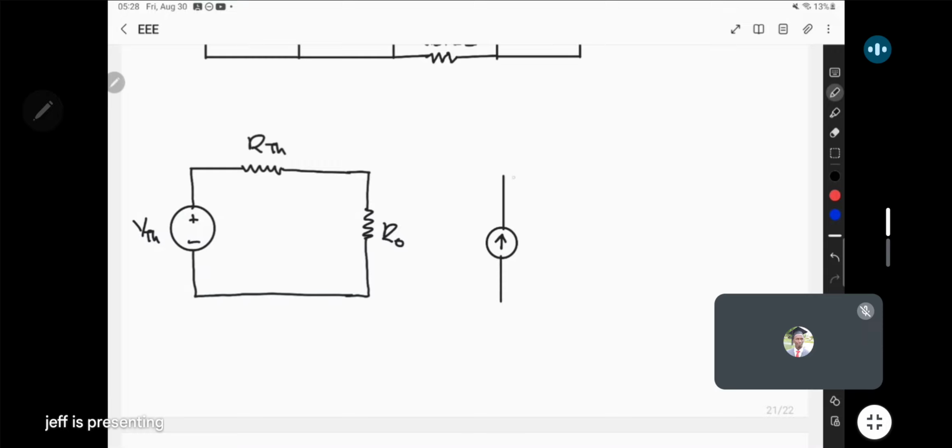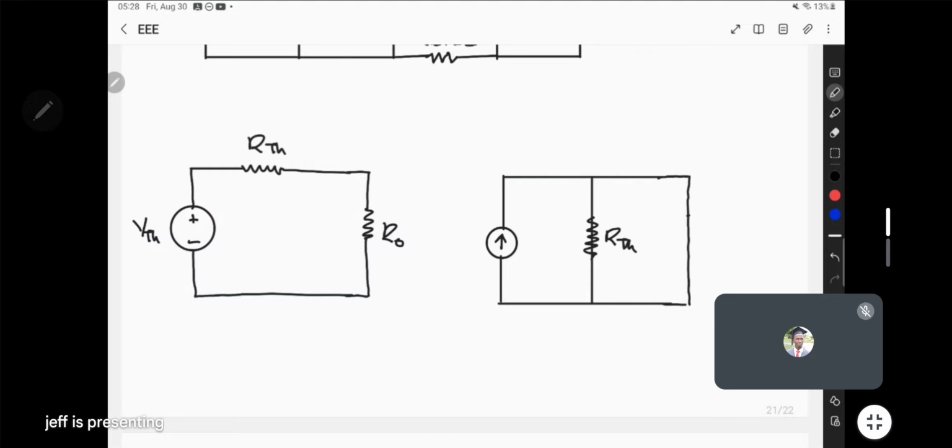The best thing about these two is the equivalent resistance will still be the same. The difference is that now in Norton's theorem, the resistance will be here. But it will still be the same resistance, R Thevenin. I can present it as R Norton now, but they have the same magnitude. And then here, we'll still have R0. Now this will be I Norton.